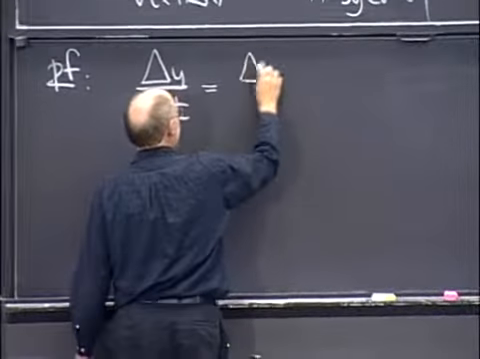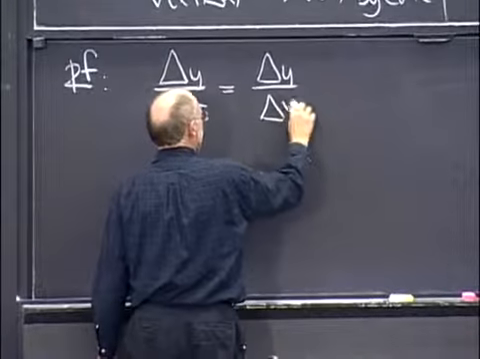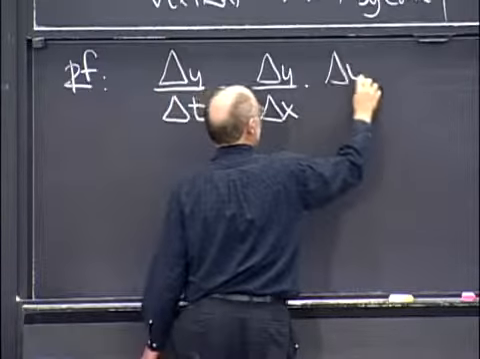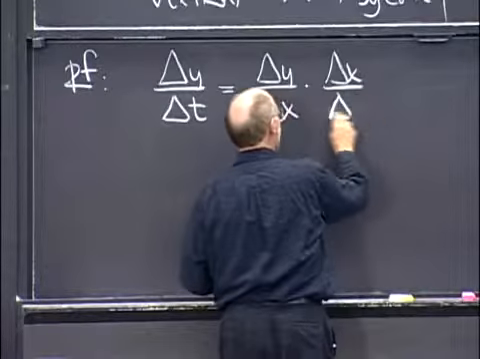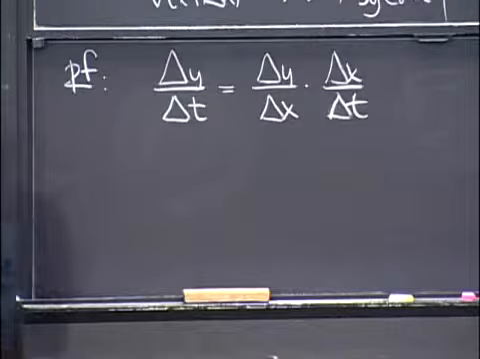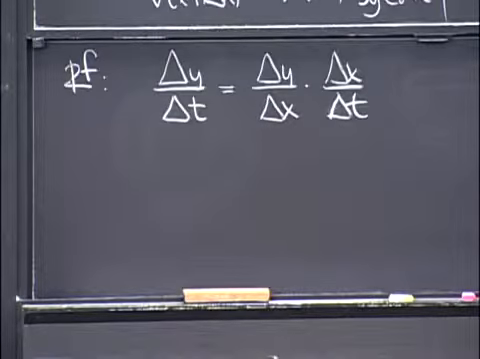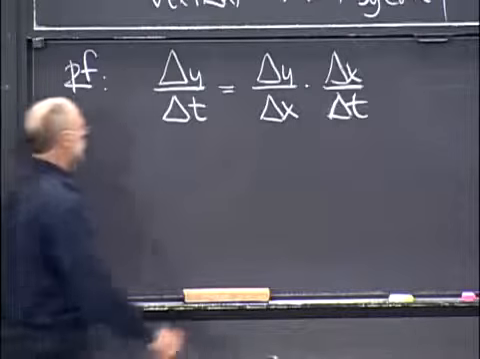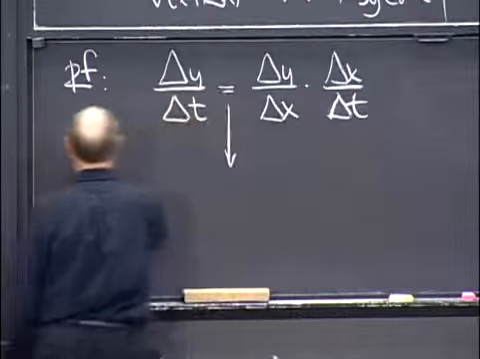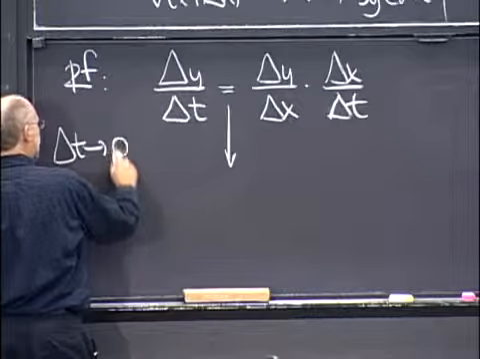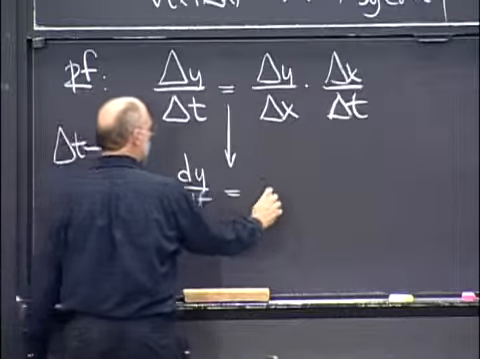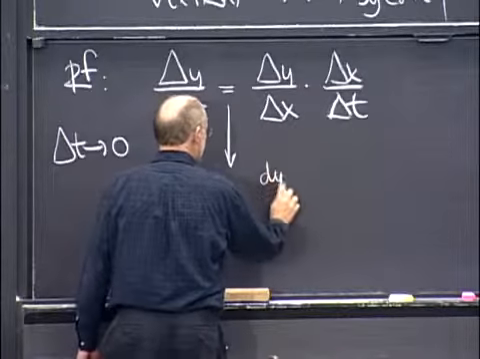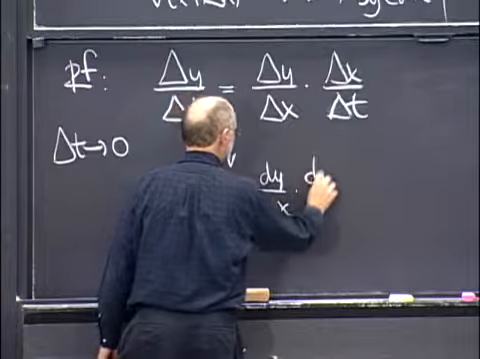Because of that intermediate variable, I can write this as delta y divided by delta x times delta x divided by delta t. It cancels, right? The delta x cancels. The change in that intermediate variable cancels out. This is just basic algebra. But what happens when I let delta t get small? Well, this gives me dy dt. And on the right-hand side, I get dy dx times dx dt.